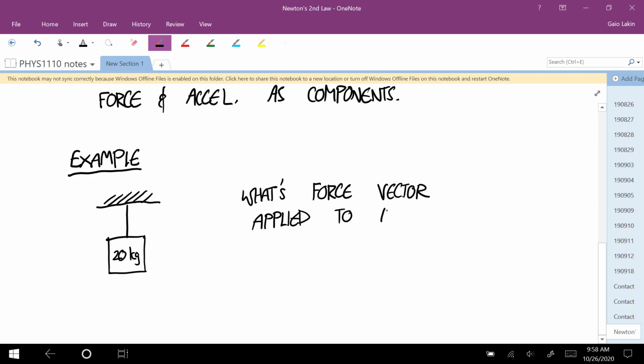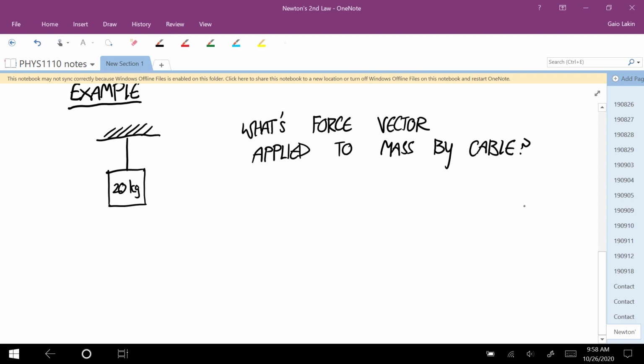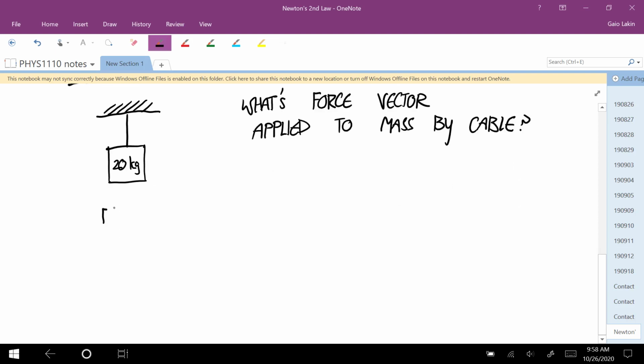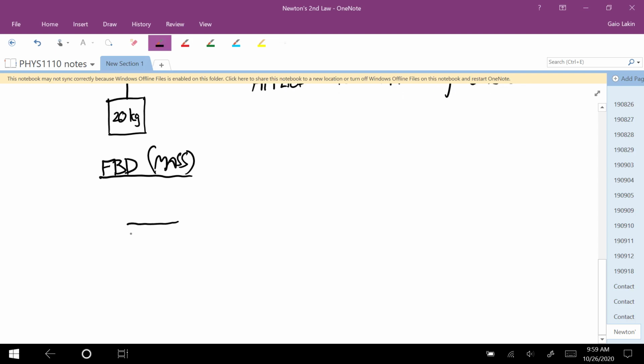So what's the force vector applied to the mass by the cable? Well, I'll start with a free body diagram of the mass. So the mass is going to be our chosen body. So there's the outline. And we know that there's a weight force applied that's acting straight down.